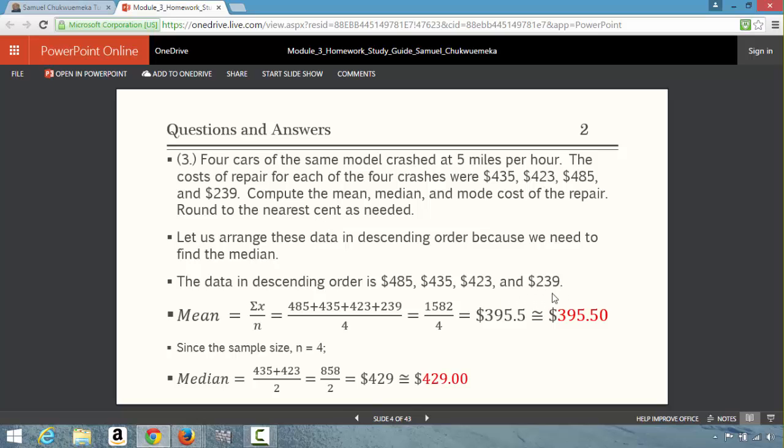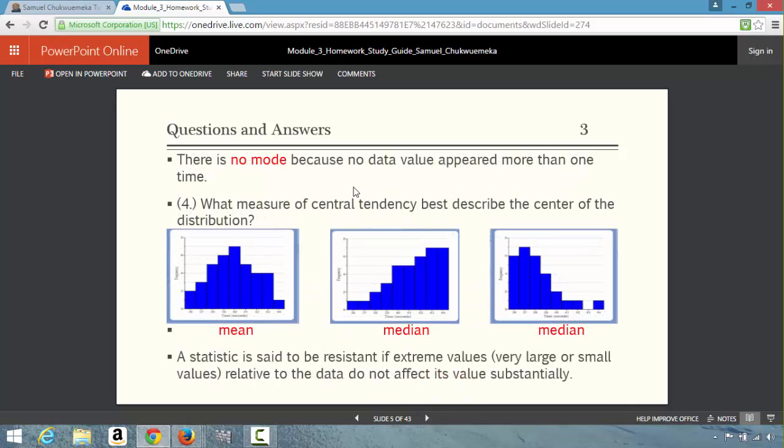So if you arrange this data in order, you find the median. The median in this case is the average of the 2 middle values. It gives you $429. You see that these values tend towards the center of this data. Then for the mode, if we look at this data, the frequency of each of these data values is 1. There is no data value that appeared more than 1 time. So there is no mode. There is no mode for the data.